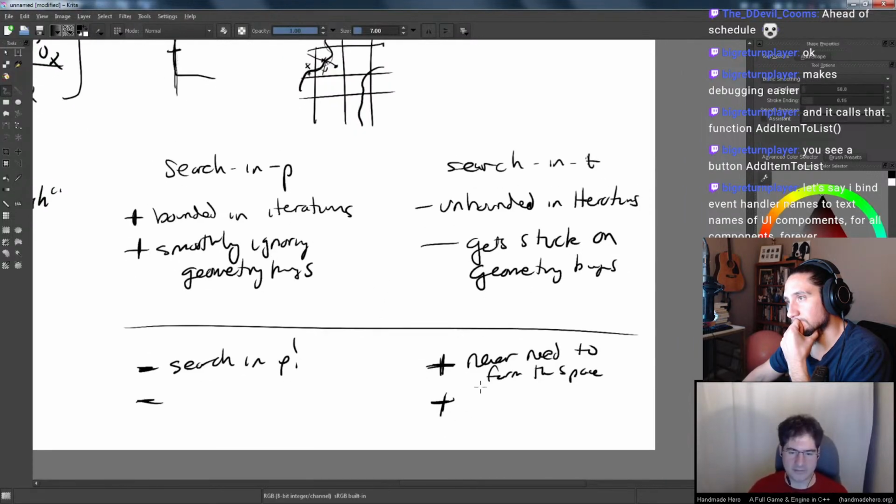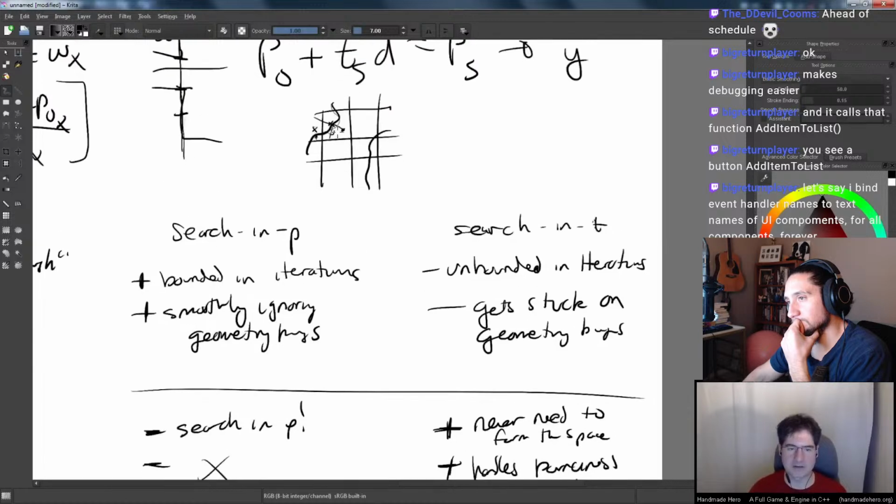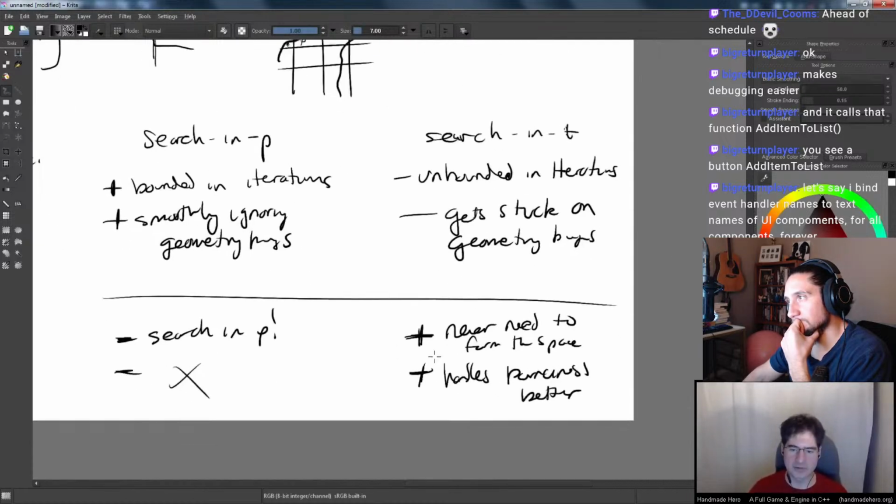The other problem is this handles bounciness better, and this doesn't. That's because with search in P, you don't really know how many times you would have collided with a wall to get where you are. So this is a little bit better if you want bouncy things. This is usually a plus up until the point where you want things to bounce a lot, and then this becomes a plus.